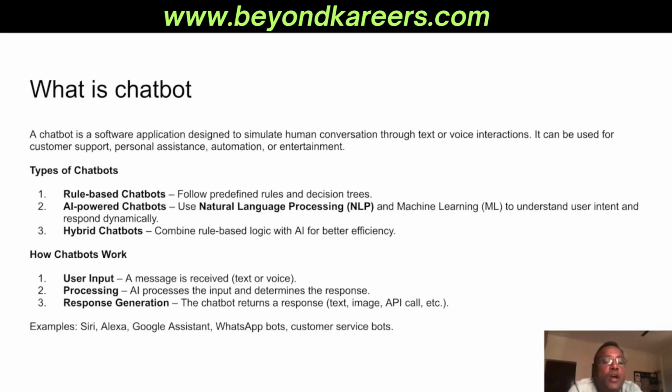Okay, so how does a chatbot work? You have a user input, a message is received. It can be a text box, it can be a voice or whatever, and a processing layer. So basically it's the AI which processes the inputs and determines the response generation. The chatbot returns a response, text, image, whatever you want. So examples are Siri, Alexa, Google Assistant, WhatsApp bots, customer service bots, etc.